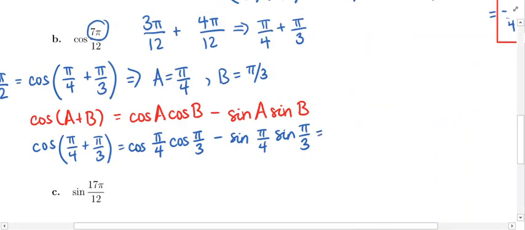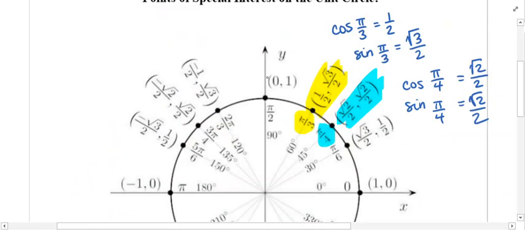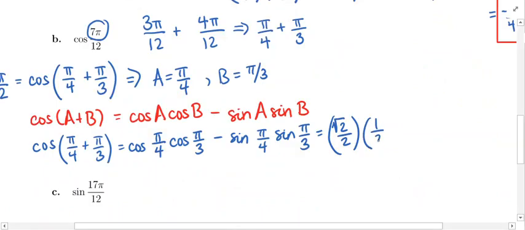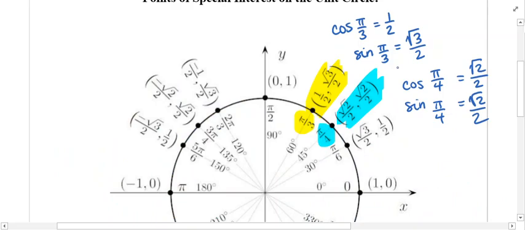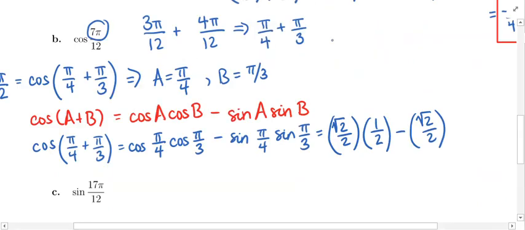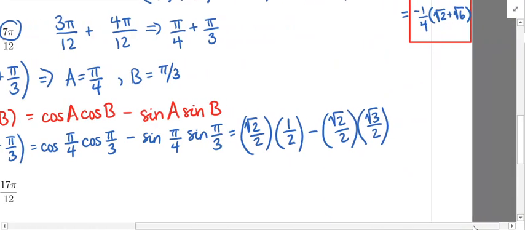We're going to start with the cosine of pi over 4. That's the square root of 2 over 2. We're going to multiply that by the cosine of pi over 3. The cosine of pi over 3 is 1/2. Then we're subtracting the sine of pi over 4, which is the square root of 2 over 2, times the sine of pi over 3. The sine of pi over 3 is the square root of 3 over 2. Okay, so we plugged everything in. We just need to simplify this expression.